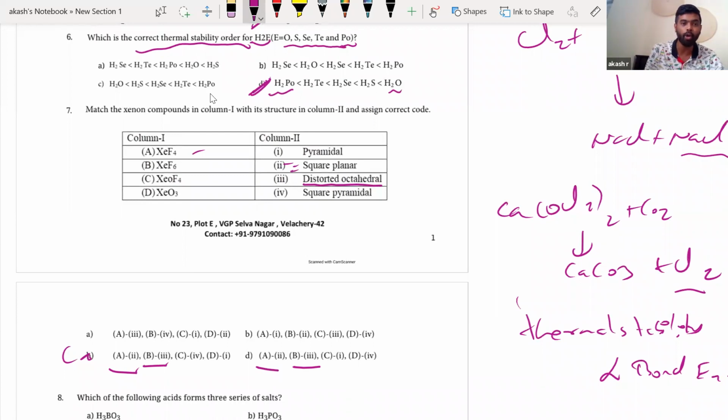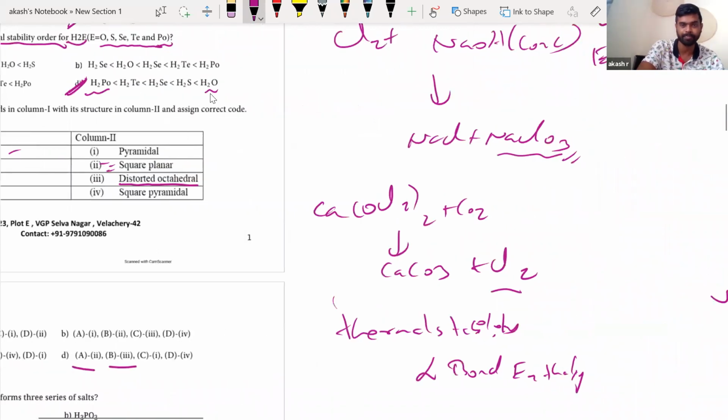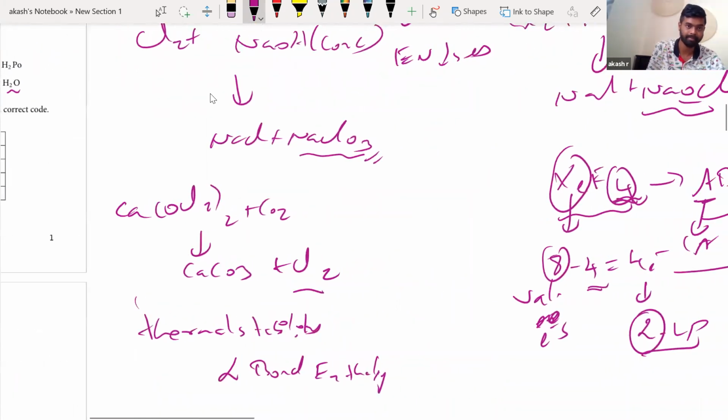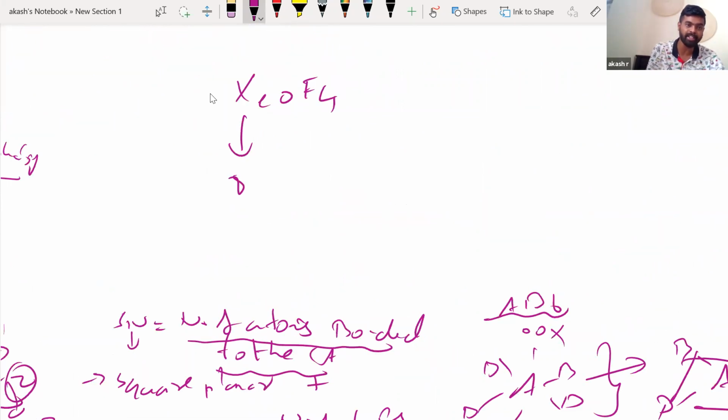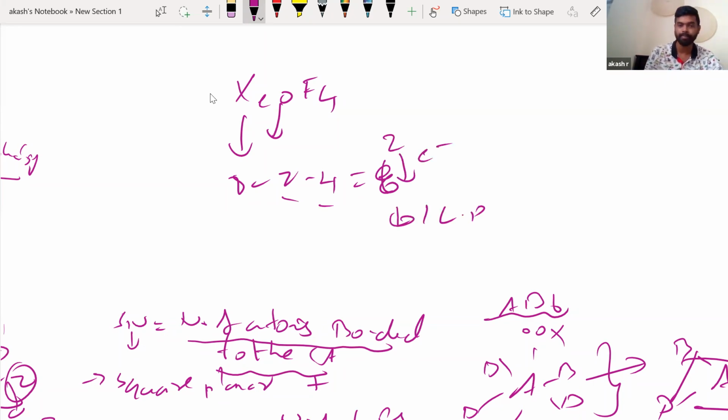Okay, next, XeOF4. Now you see again, this has 8 valence electrons. 2 electrons will go for oxygen, because I know oxygen forms double bonds, and 4 fluorine atoms, so each 1 electron. So totally it is 6. 8 minus 6, so total 2 electrons are left out. So 1 lone pair on xenon.